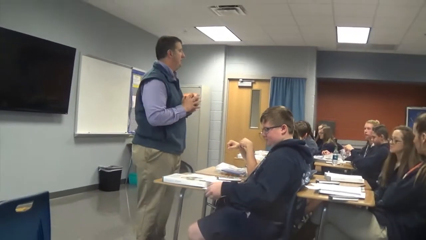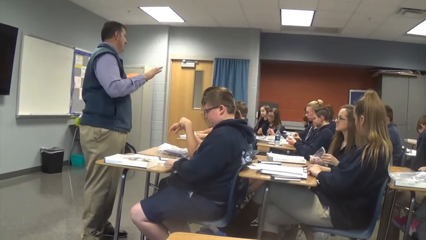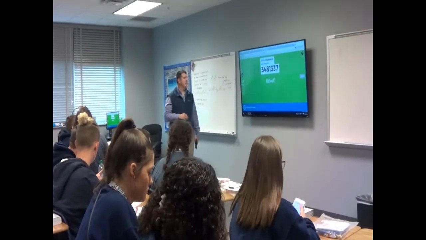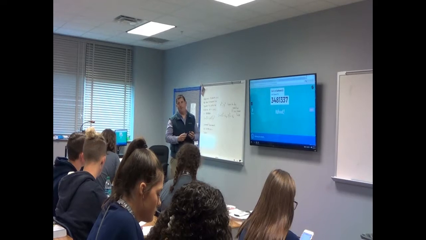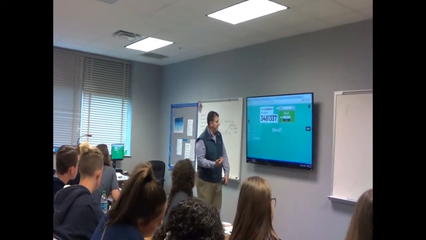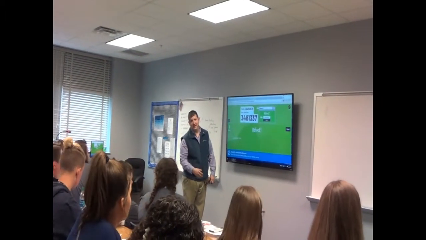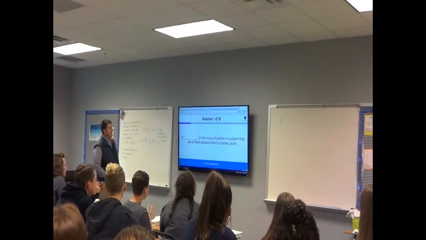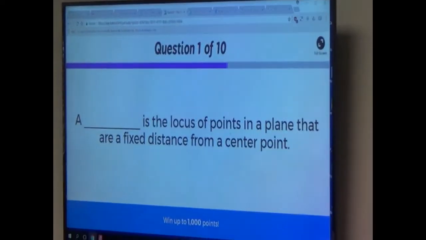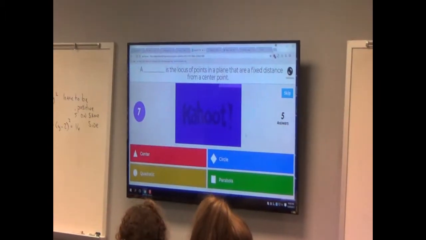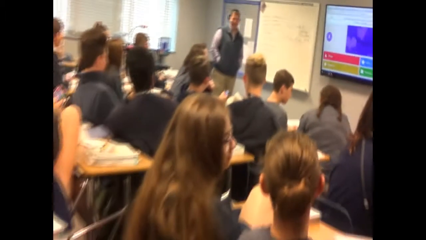Alright, what I want you to do, if you'll clear your desk for a minute, put a sheet of paper and your cell phone. We're going to play a Kahoot game just to practice and make sure we're good. Some questions will deal with things that we did in the previous day. And then some of those questions will have some definitions, some completing the square. It says a blank is the locus of points in a plane that are a fixed distance from a center point. Hopefully we know this part.